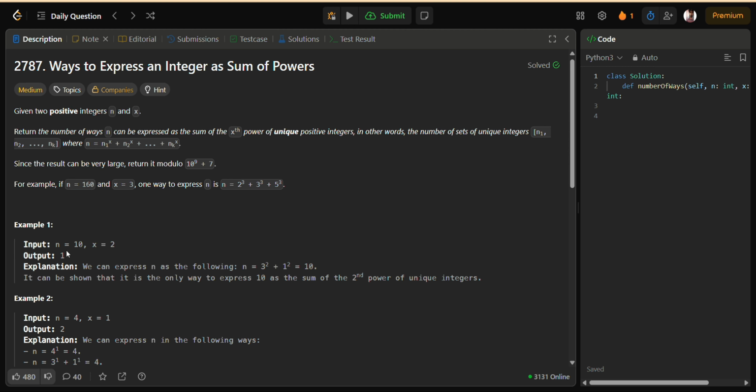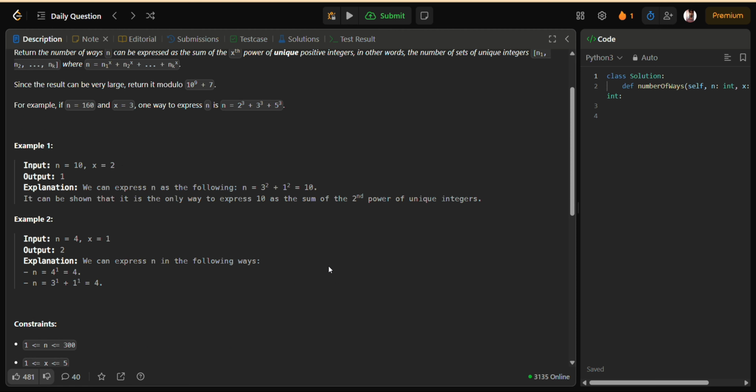Let's take a small example to see how it works. Say n equals 10 and x equals 2. This means we need to find all sets of distinct natural numbers whose squares add up to 10. We start from the smallest square, which is 1 to the power 2, equal to 1. If we try 1 plus 9, we get 1 power 2 plus 3 power 2 is equal to 10, that works. What about other combinations?